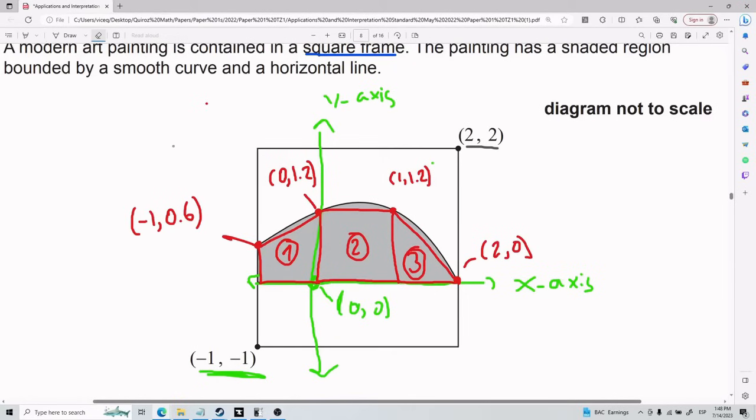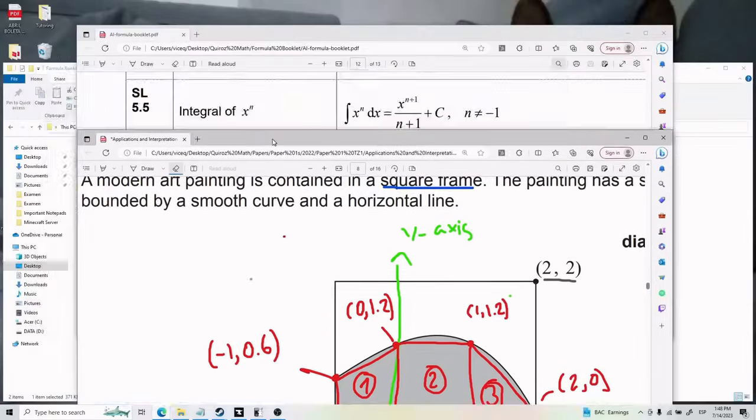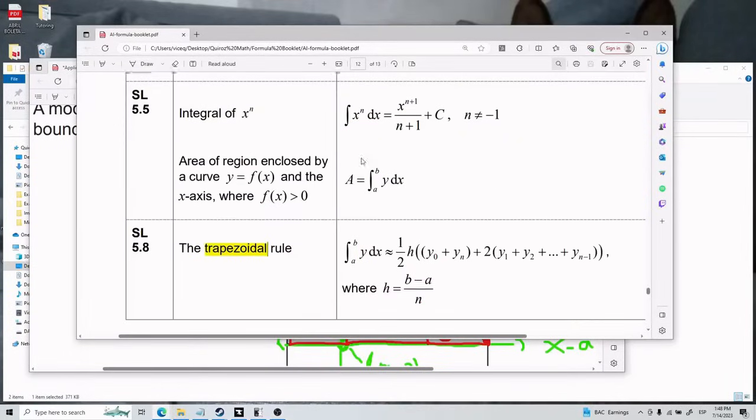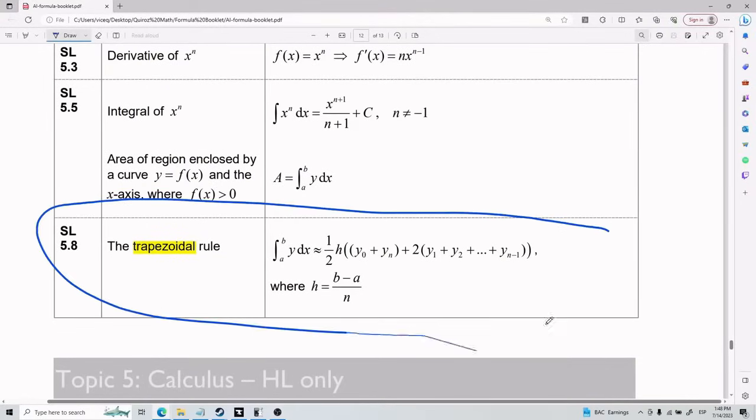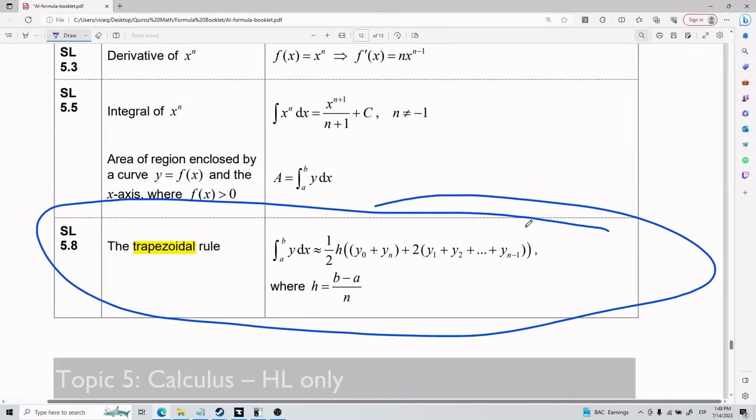Now, if we open up our formula booklet, which I have right here, and you look for the trapezoidal rule, it's right there. Before I go on, the day of the AB exam, you will walk in with your brain, a very tired body, your pen, your calculator, and your formula booklet. Your formula booklet is one of the tools you can use that day. Get familiar with it.